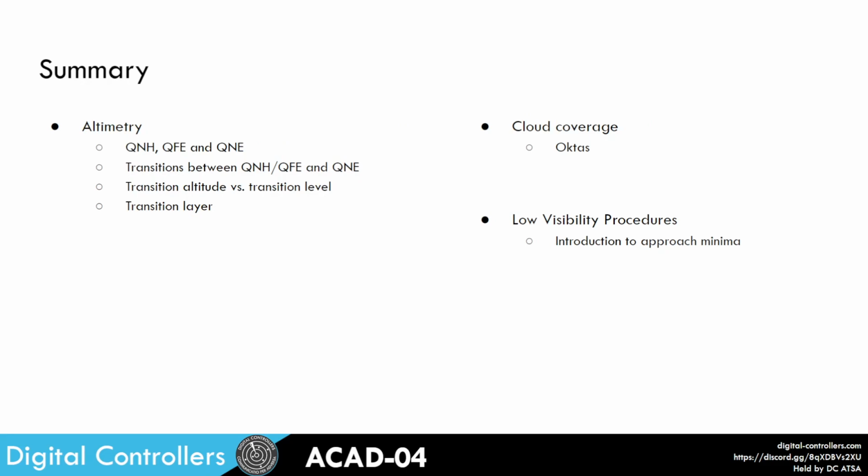So to summarize what we have spoken about today, we had a look at altimetry and the difference between QNH, QFE, and QNE. We looked at the transitions between QNH and QFE and the QNE, and that this happens at the transition altitude, with the space in between the transition altitude and transition level being the transition layer. We also covered cloud coverage and introduced the octas and the different levels of cloud coverage that can be reported. And then finally, we also spoke about low visibility procedures and had a quick introduction to approach minima. Hope that was useful for you guys.